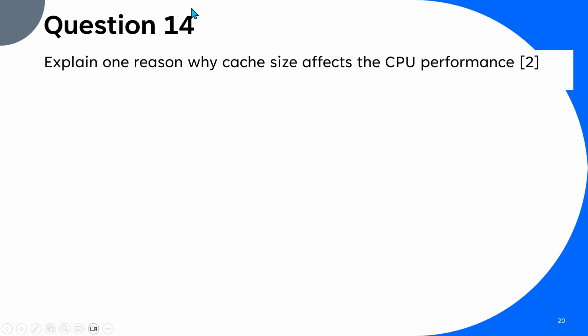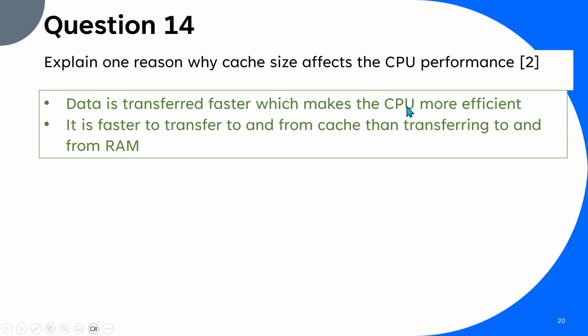The question numbers are a little bit messed up here, but question number 14 or 15 or whatever it is, explain one reason why cache size affects the CPU performance. It's the same question, same slide, just making sure that this is embedded in your brain. Okay, now question 15.